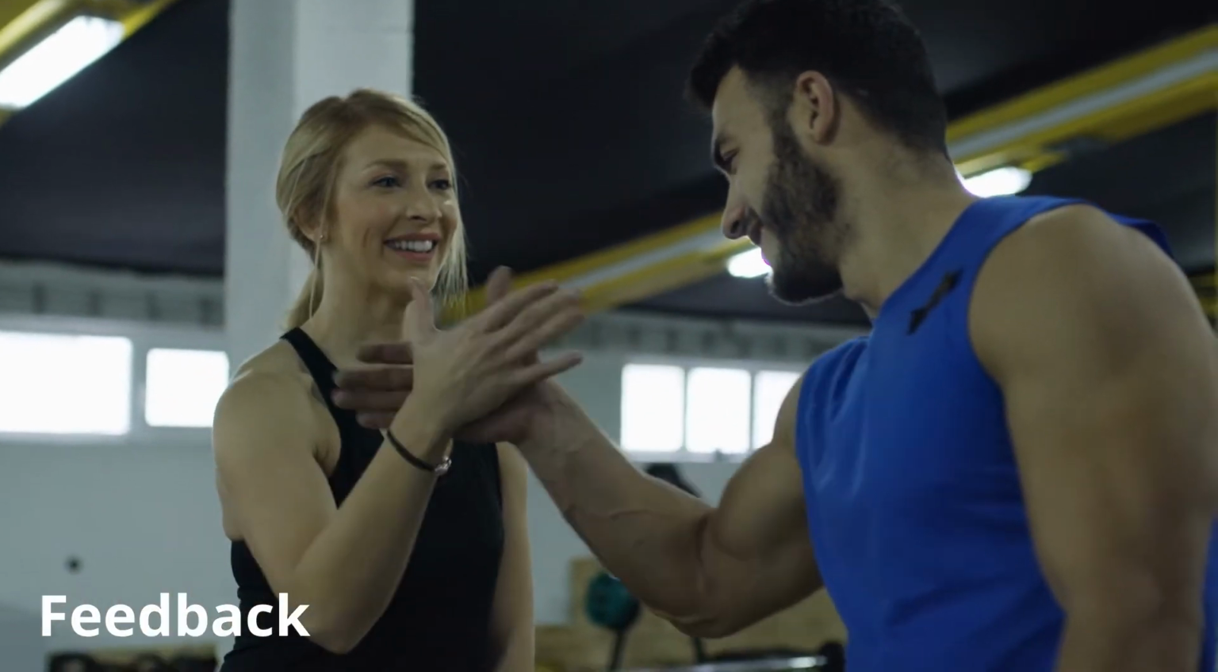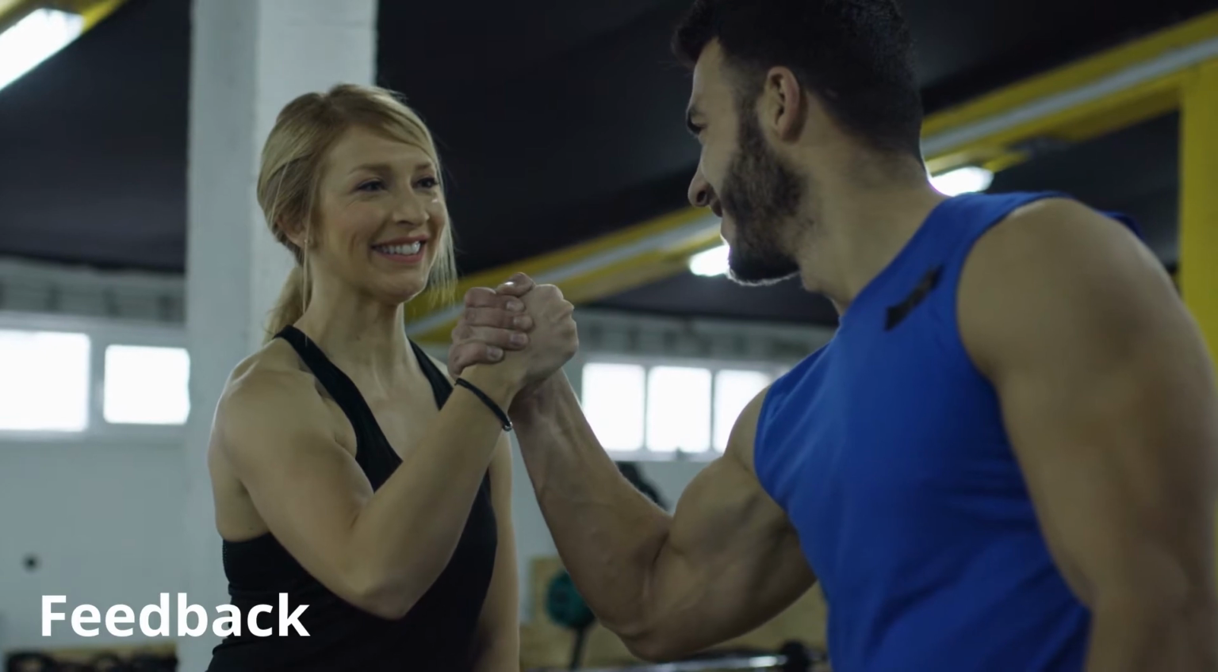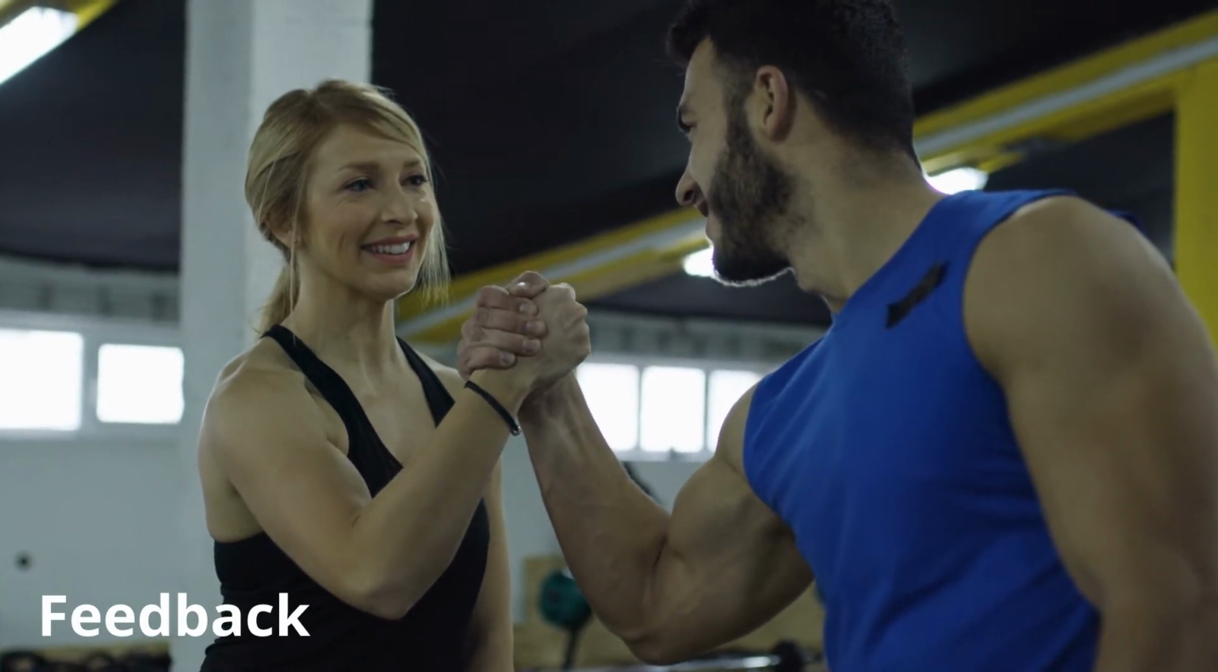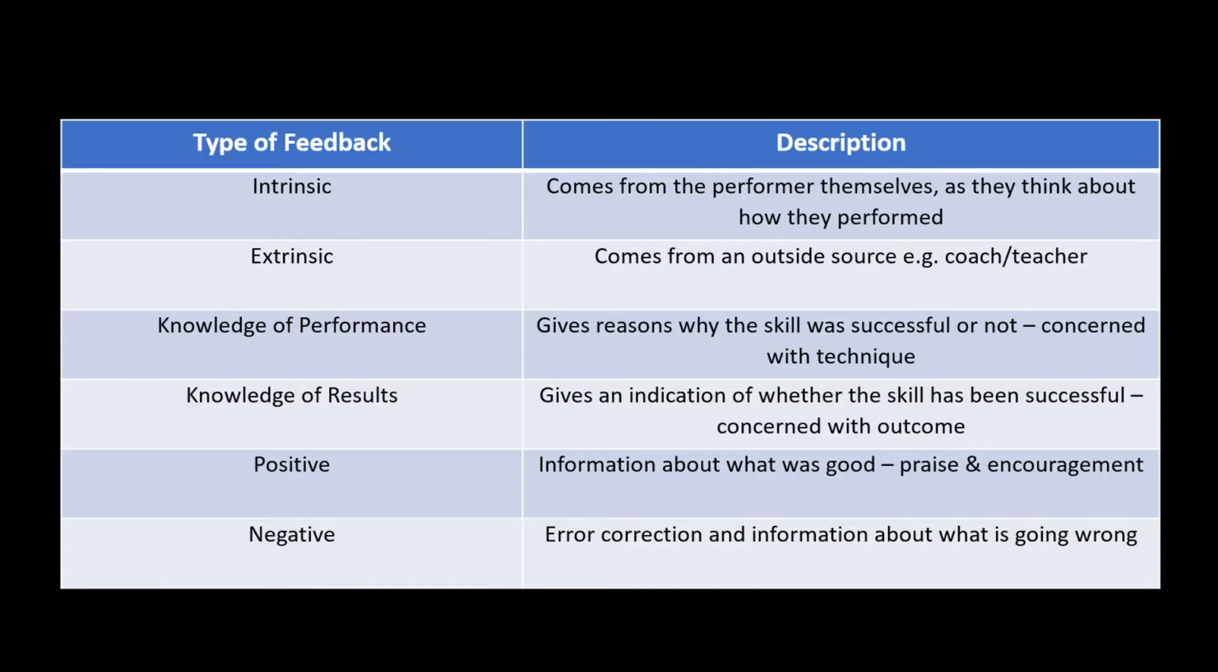Feedback is information that performers receive about their performance, and it can be gathered and used in different ways. There are 6 types of feedback that we need to understand, and these include intrinsic feedback, extrinsic feedback, knowledge of performance, knowledge of results, positive feedback, and negative feedback.